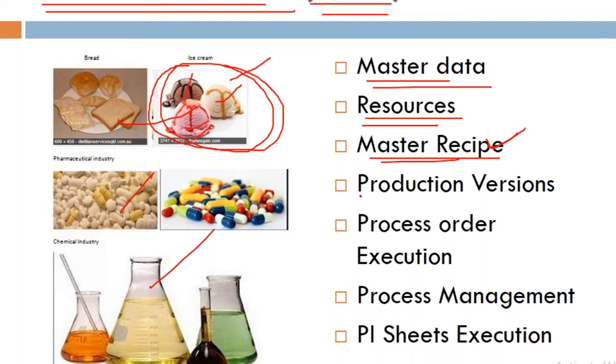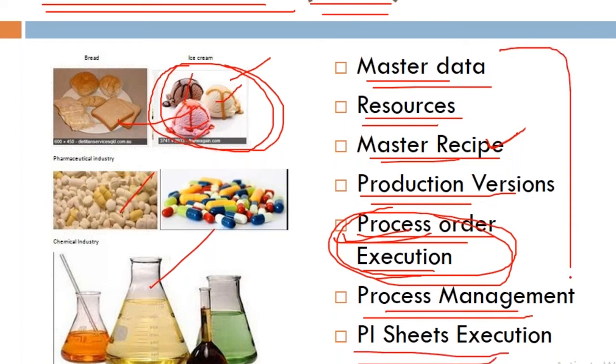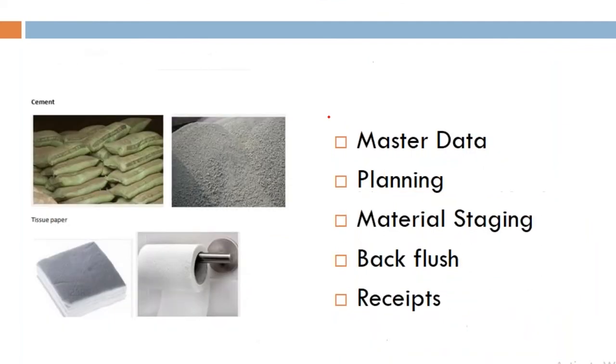So here we will see what master data is required for PP-PI. Here the work center is called a resource. Here the routing is called a master recipe. What is the difference between master recipe and routing? We will discuss that. We will discuss the production version, and how to execute the process order. Here the order is called a process order. We will see the entire process order flow. Then we will see process management and PI sheet execution. All these things we will discuss, one full flow of process manufacturing.